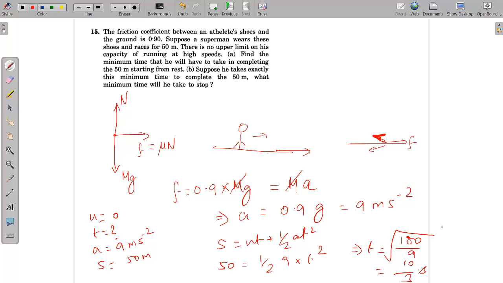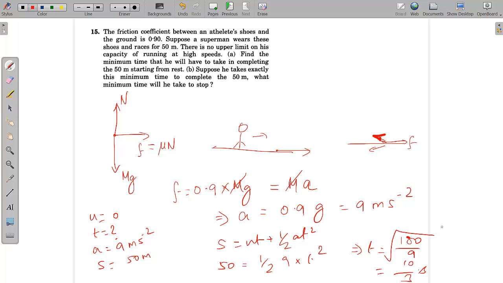Okay, now suppose he has taken this much time. Now he has to stop. Suppose he takes exactly this minimum time to complete the 50 meters. What minimum time will he take to stop? Again, just as he completes the 50 meters, he applies the brake. Let's say a brake means he just stops with his foot. Now he's trying to stop himself.